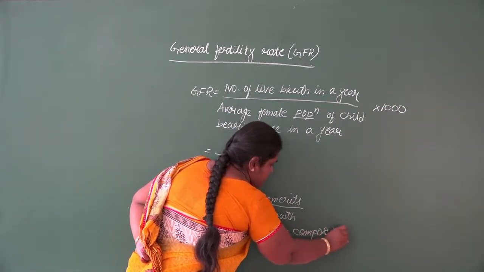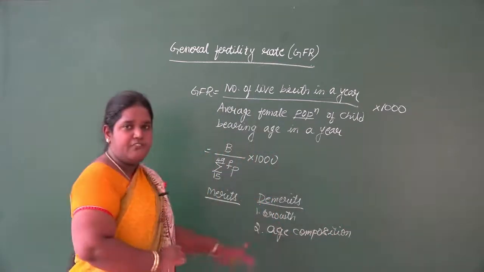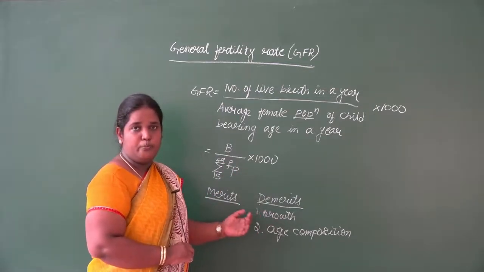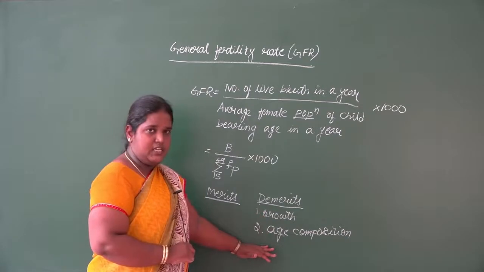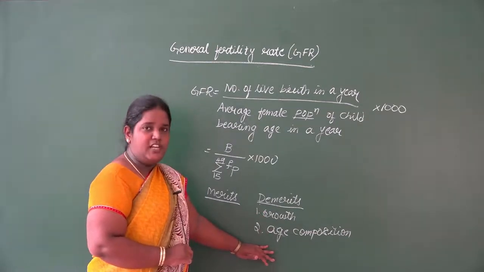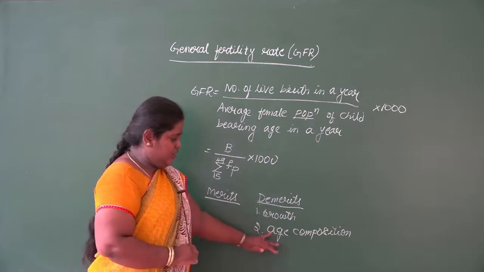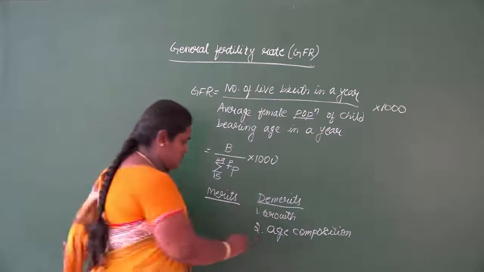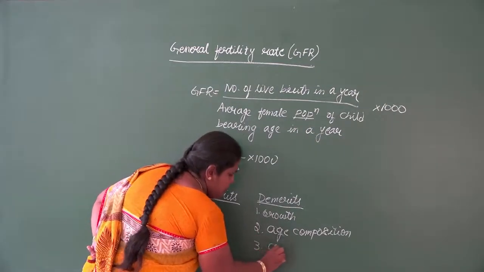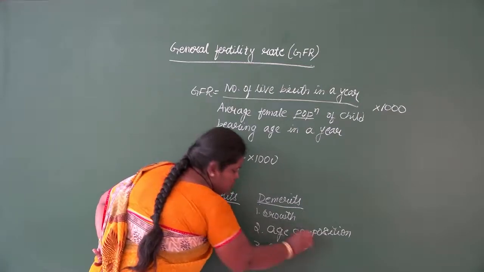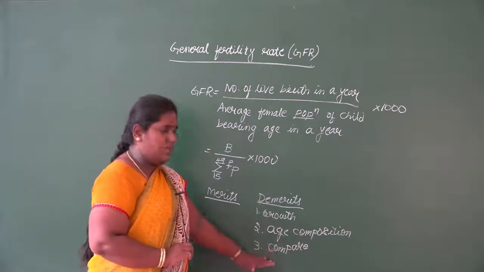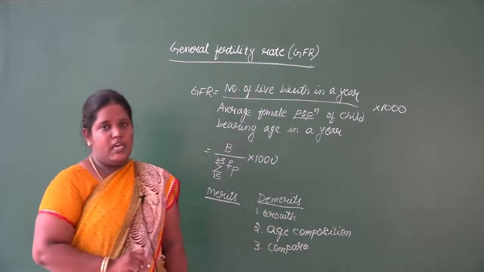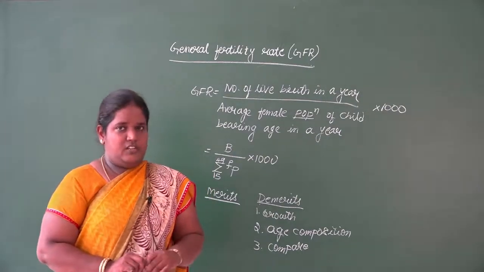We are considering only ages 15 to 49, but within that range there is a certain age group, 20 to 30, where there will be more births, and we are not studying that. We are taking only a part of the population, not the particular age group, so age composition is not taken into consideration. So if you have to compare two or more populations, that comparison cannot be done using the general fertility rate. So these are the advantages and disadvantages of the general fertility rate.